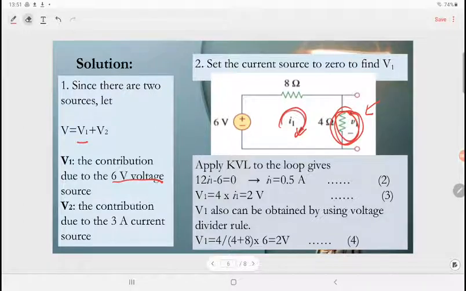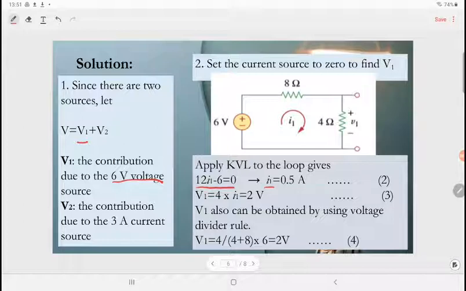Therefore, by applying KVL around the loop, this is what you got: 12 I1 minus 6 is equal to 0. And then I1 is 0.5 ampere, which is 6 divided by 12. So you got 0.5 ampere for the value of I1.